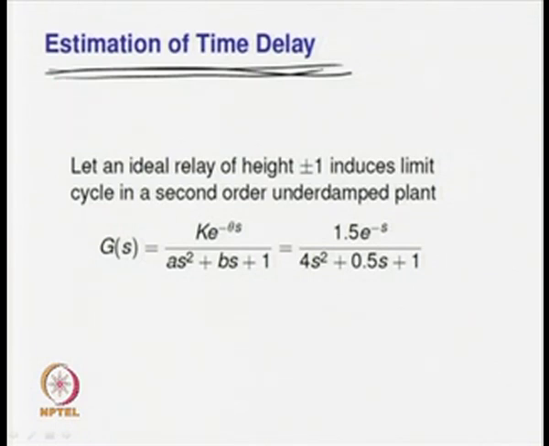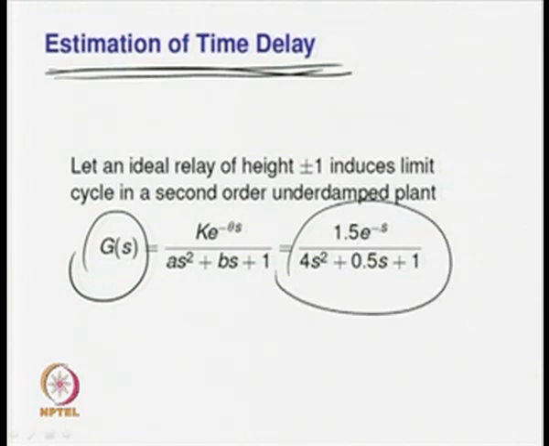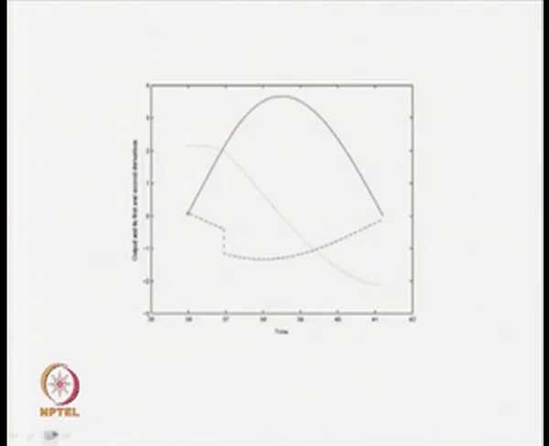Before going to the analysis, let me show the simulation result for a second order transfer function given by G(s) equal to 1.5 e to the power minus s upon 4 s square plus 0.5 s plus 1. So, this process is an underdamped process. If you look at the denominator coefficients carefully, it is evident that the dynamics is that of an underdamped process. Now, for this, when the relay settings are at plus minus 1, the limit cycle signal is obtained in this form.